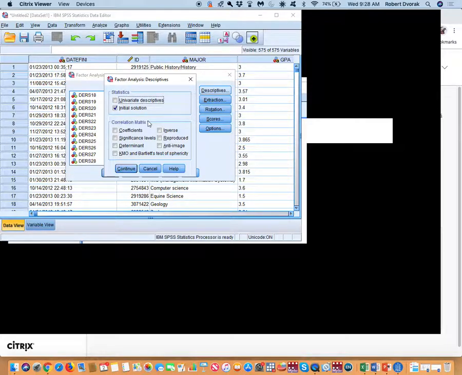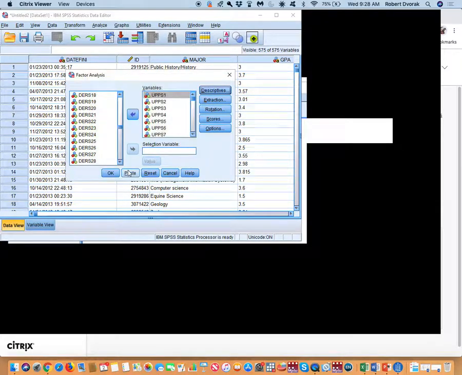It's not necessarily all error, right? There's going to be some variability in responses that is not just due to method, but is due to the fact that some of those responses are probably driven by external factors that we have no idea what they are, right? But anyway, let's select coefficients, and we don't need to worry about the rest of these. We definitely don't need to worry about significance levels at this point. And then let's go to extraction.